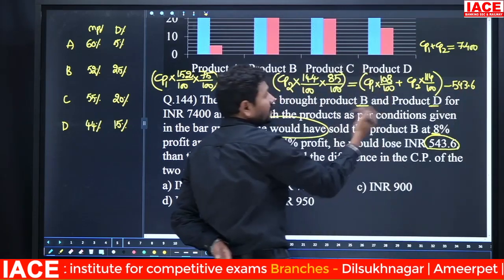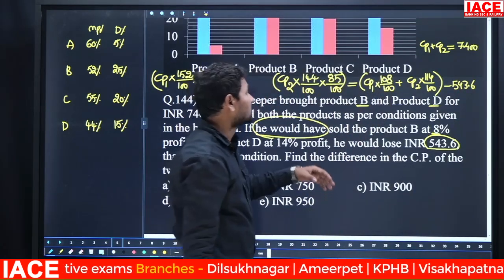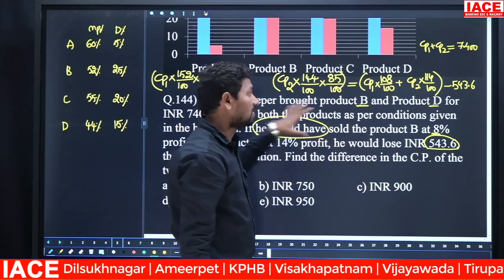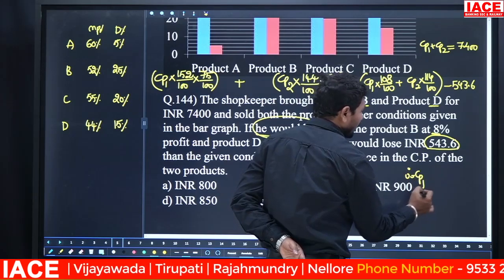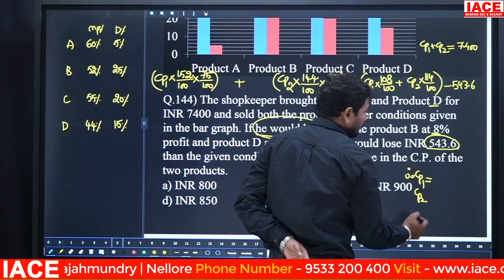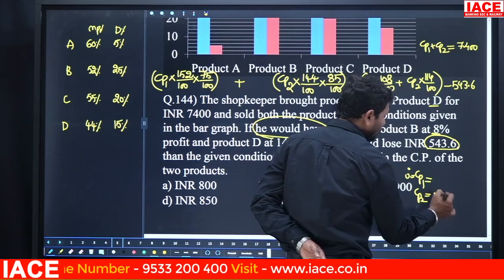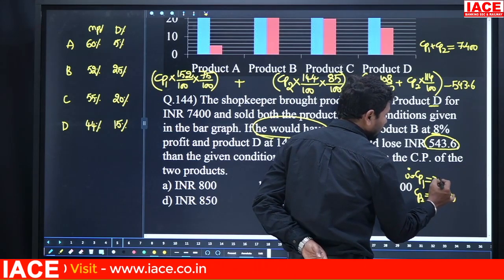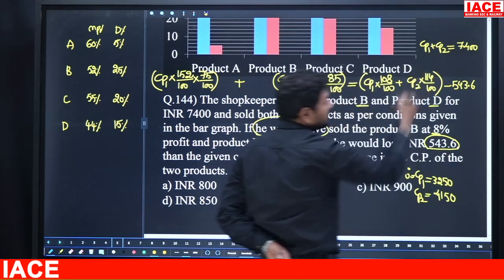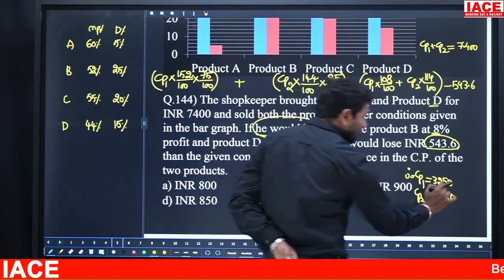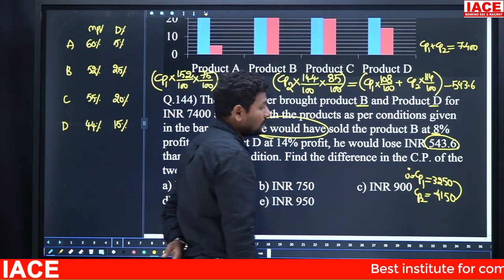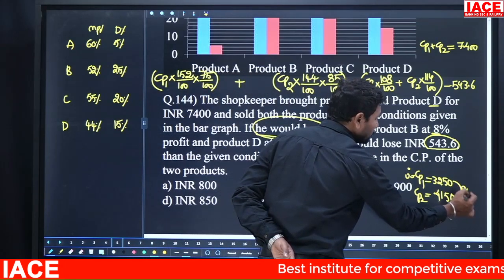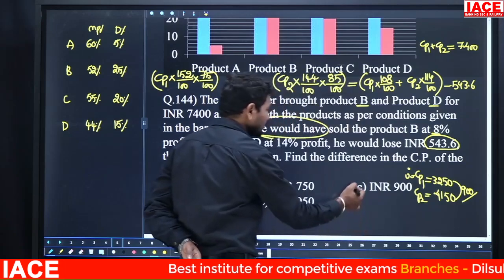We have two equations. Don't take the assumption of 100; it is not possible here. Then we have to solve directly. When you solve for CP1 and CP2, you will get 4150 and 3250. Once you solve these two equations, you will get this. Then they are asking what is the difference between the cost prices. The difference between 3250 and 4150 is how many rupees? 900. 900 means option C.